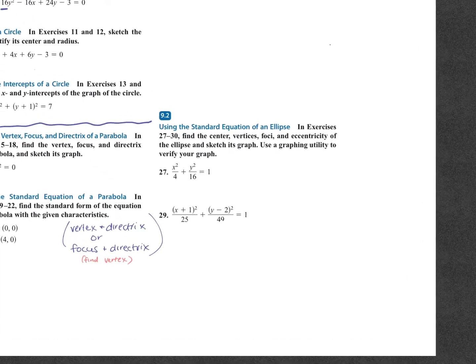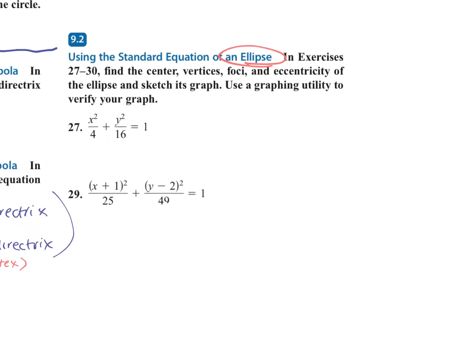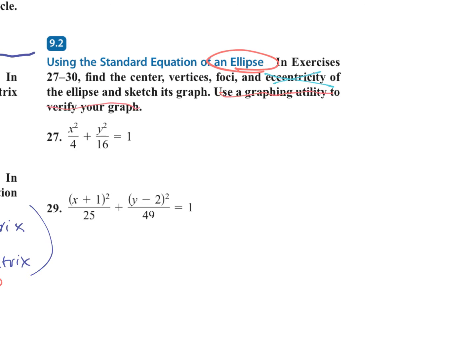All right, 9-2 was your ellipses. So same thing here. You're either going to get the equation like these, where you have to find the center, the vertices, the foci. You can cross out eccentricity. Again, I didn't put it on your test. And then sketch the graph. This says use a graphing utility to verify. You're not going to have a graphing utility on your test. Don't waste your time. You can look at the solutions.